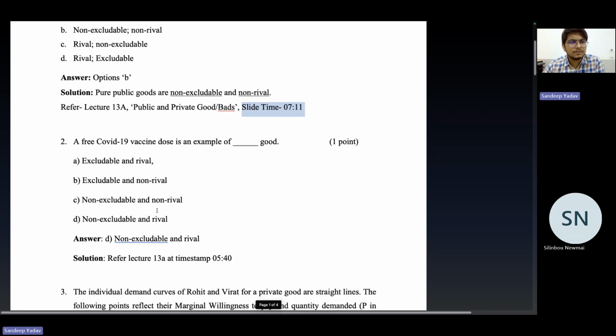Question number 2 says a free COVID-19 vaccine dose is an example of excludable and rival, non-excludable and rival. It is rival because when someone is getting a dose, since doses are limited, somebody else will not get it. That's why it's called rival.